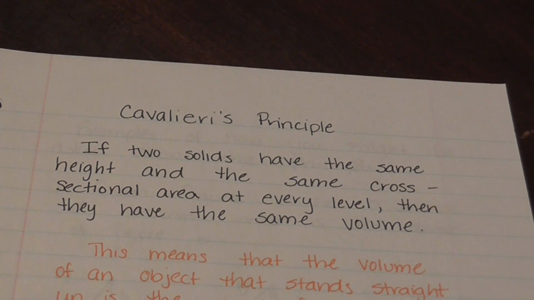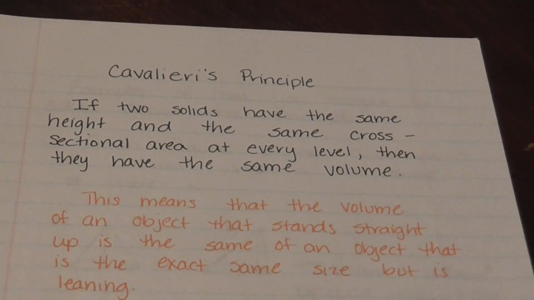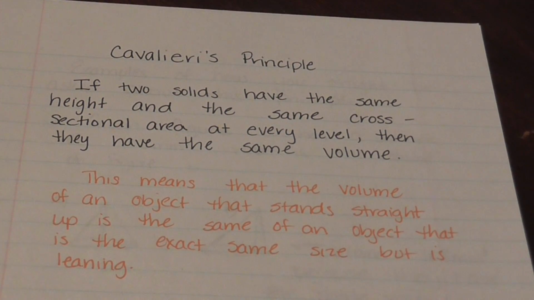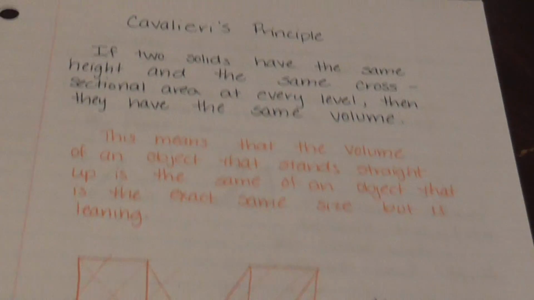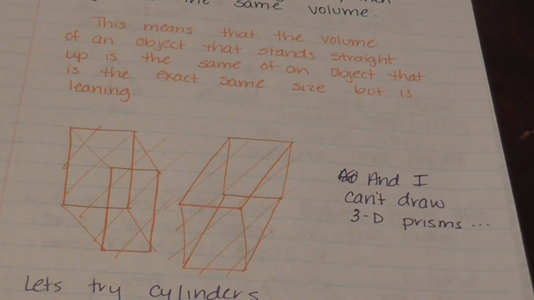One more thing we need to learn with regards to volumes is something called Cavalieri's principle. Cavalieri came up with the idea that if two solids have the same height and the same cross-sectional area at every level, then they have the same volume. So basically, the volume of an object that stands straight up is the exact same as an object that is leaning. So I attempted to draw two cubes, one standing straight and one leaning.